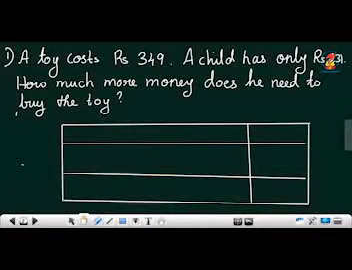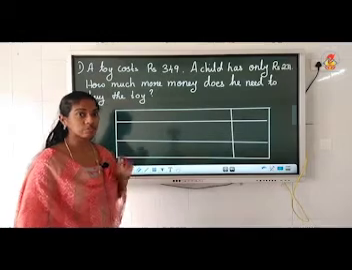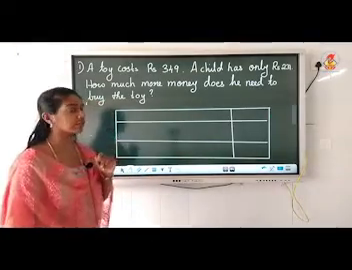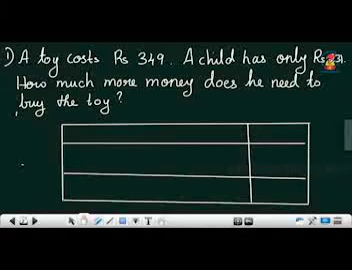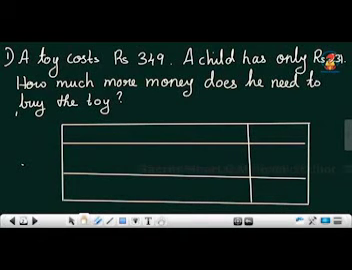First word problem. Look into your worksheet. A toy costs rupees 349. What was the cost of the toy? Rupees 349. A child has only rupees 231. How much is the child having in his hand? He is having only rupees 231. What is the cost of the toy? Rupees 349. What is the question? How much more money does he need to buy the toy?